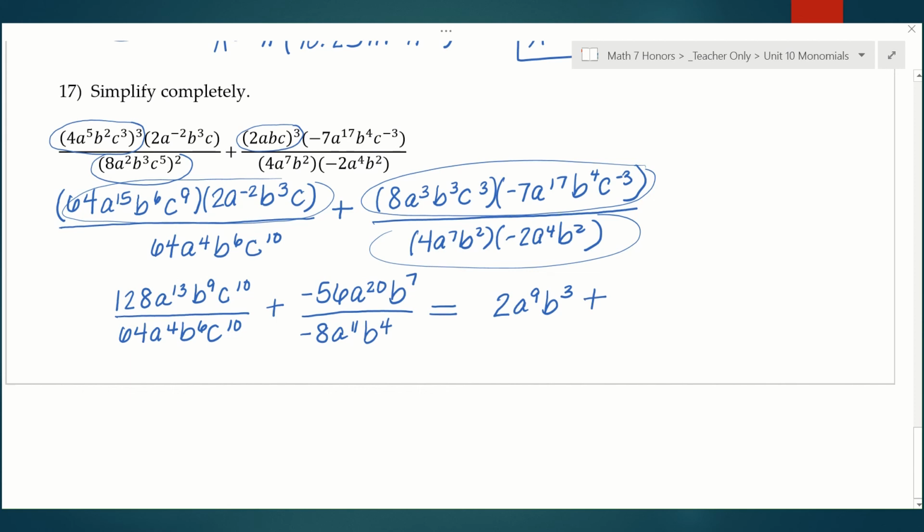Plus, let's do the other side. Negative 56 divided by negative 8 is positive 7. A to the 20th divided by a to the 11th is a to the 9th. B to the 7th divided by b to the 4th is b to the 3rd. All right, and we're on our final step. Can we add these together? Yes, they are like terms, so we're good to go. So we add our coefficients, 7 plus 2 is 9, and we keep our exponents, a to the 9th, b to the 3rd. And there you go. Wasn't that fun? Good job, guys.